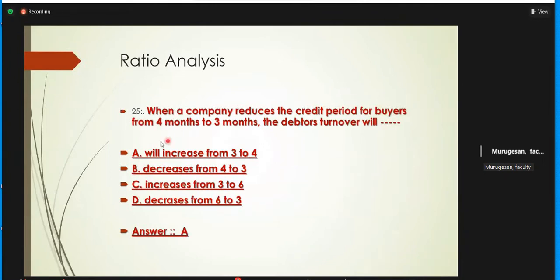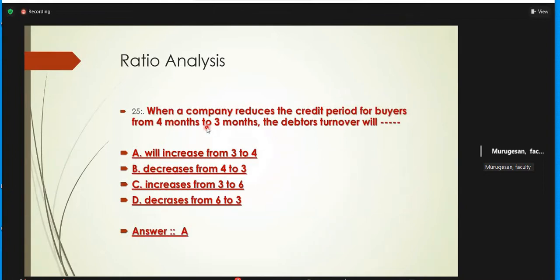Earlier they were selling on 4 months credit. That means the 4 months book debts were outstanding. So the turnover will be 12 divided by 4 months, meaning how many times it will be rotated? 4, 4, 4. So in a year it will be 3 times. So the debtors turnover will be 3 here, and they are now reducing the credit.